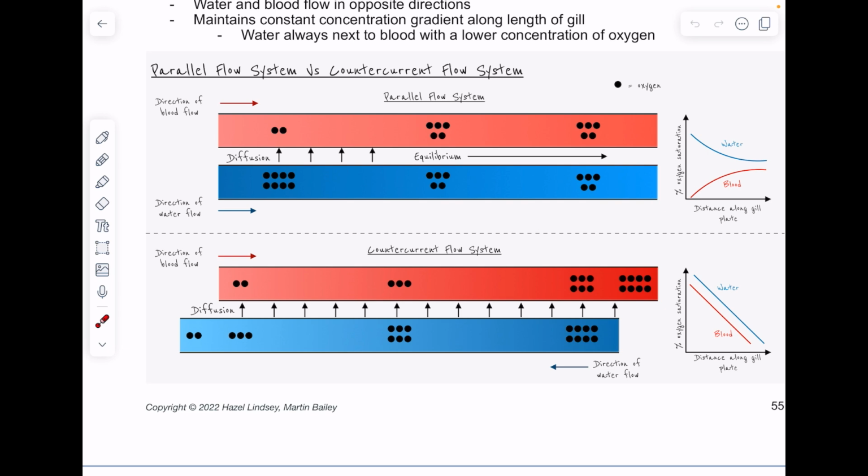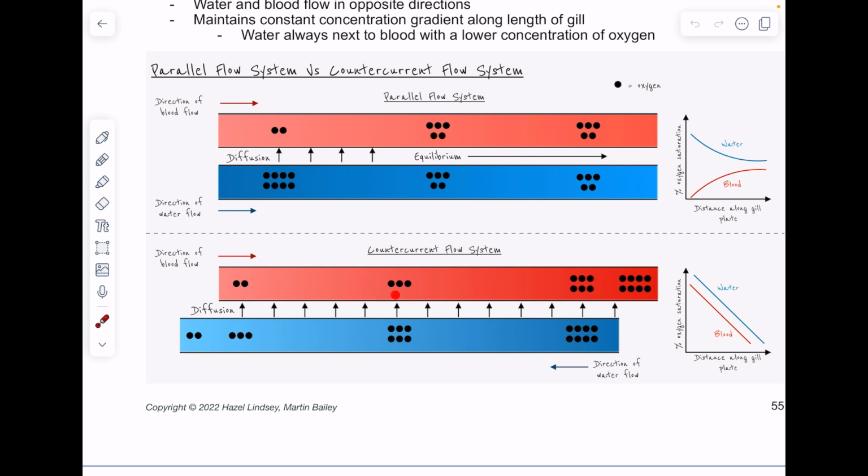Whereas if we take a countercurrent flow system, what's so clever about this is we know that the water and the blood are flowing in opposite directions. So down here, because this is downstream of the water entering, we know that there'll be less oxygen here. But because this blood is coming from the tissues of the fish, we know that oxygen will have been used up in the fish's respiration. So the blood here will also contain a very low concentration of oxygen, and in fact it's lower compared with the water, because after all, oxygen is always dissolving in water, so diffusion will occur.